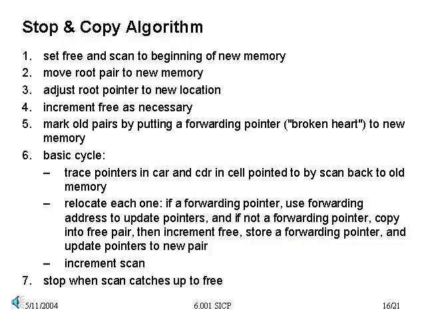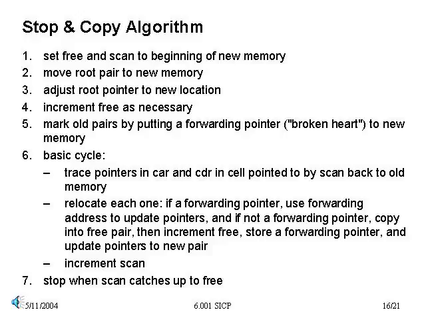So here then is a description and a little more algorithmic detail of what we just did. Our stop and copy algorithm is very straightforward. We set the free and scan pointers to the beginning of the new memory when we're ready to stop and copy. We move the root pair over to the new memory and adjust its pointer to the new location, incrementing free as necessary. And then we go back and mark old pairs by putting that forwarding pointer, that broken heart, in, telling us where we moved things to. And the basic cycle is to simply trace the pointers in the car and cdr of the cell pointed to by scan back to the old memory. We relocate each one. If it's a forwarding pointer, we just use that address to update the pointers.